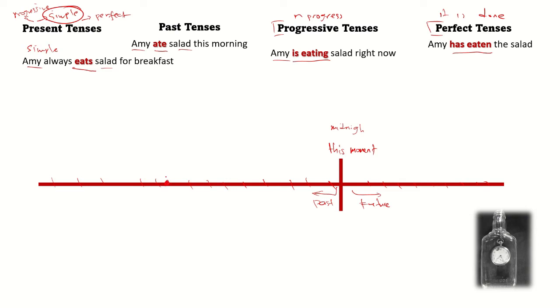Okay, ate salad. Yeah, that's what happened this morning. And what about the progressive tenses? The progressive means that by this time, at the moment, the action is still in progress. So I don't know when it starts, but actually this moment, this is still progressing, still happening. That is why it is called progressive tenses. And since it is happening at this moment, right, I'm using the present form of the verb is, if you notice this.